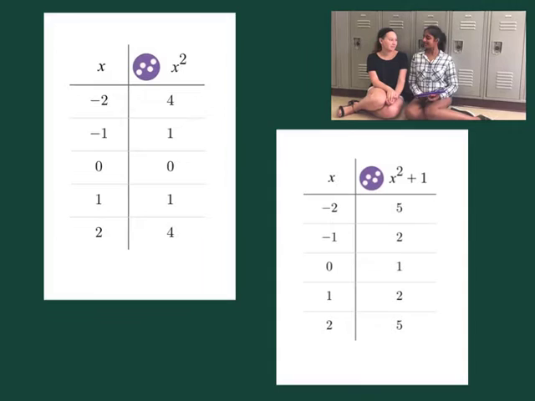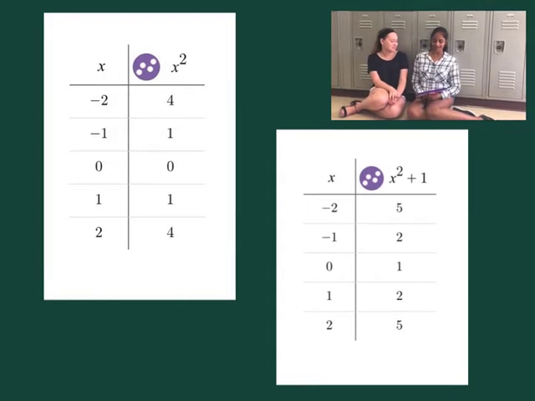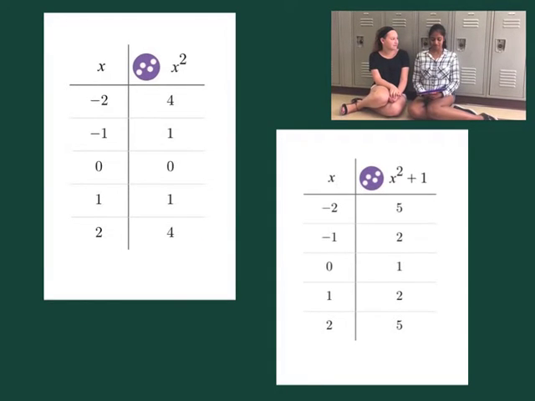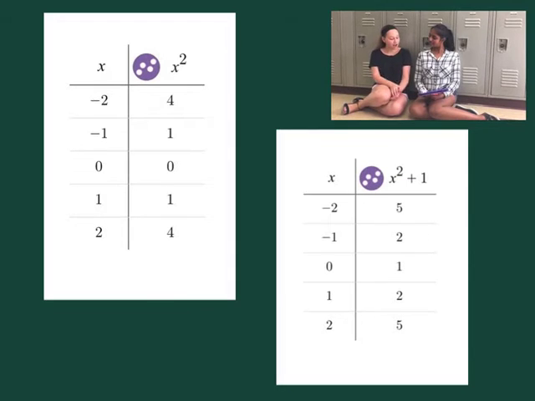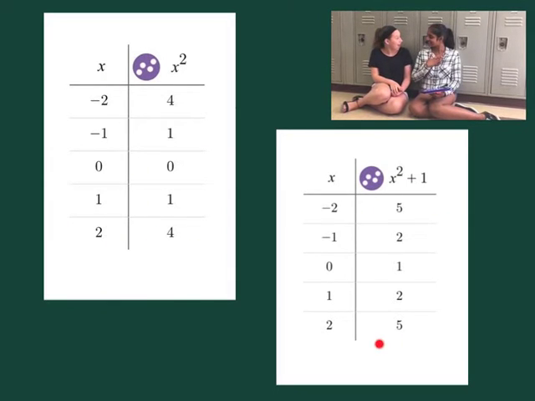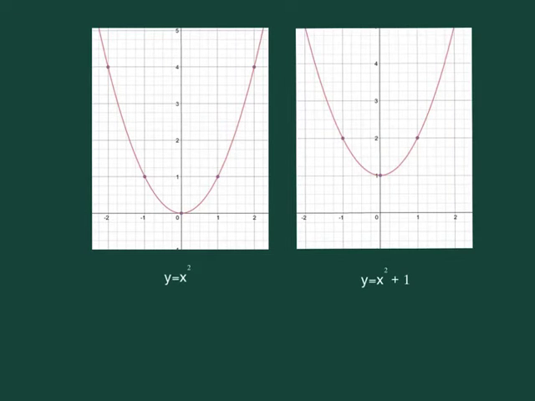Looking at the table of values for y equals x squared and y equals x squared plus 1, what do you notice, Jules? Oh my goodness, the y values all go up by 1. Exactly! This is called a vertical translation. As you can see, the graph goes up by 1 unit because you're adding 1 to all the y values. And guess what would happen if you had the equation y equals x squared minus 1? You guessed it, the entire parent graph would move down 1 unit.